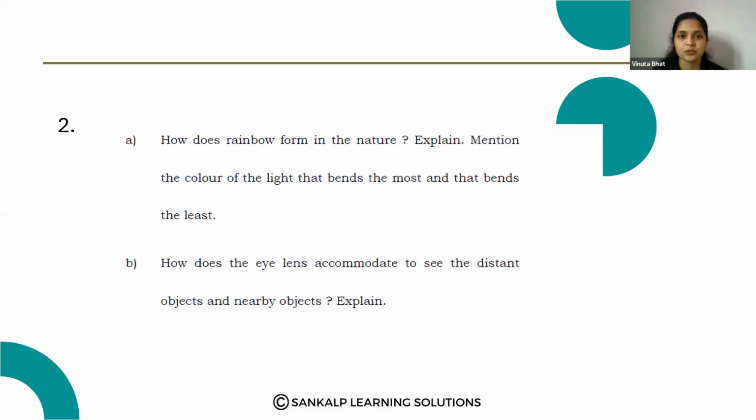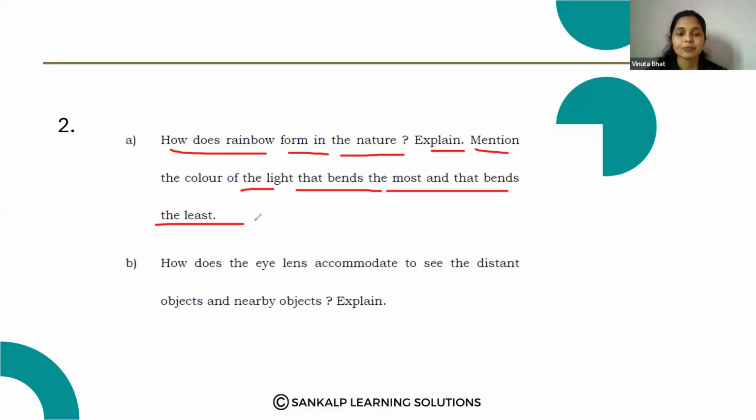Okay. Next question. Yes, it is also the same question, a repeated question. How does rainbow form in nature? Explain. Mention the color of light that bends the most and bends the least. Then the second question, so read the B question. This is also a 4-mark question: question A is 2 marks, and question B is also 2 marks.